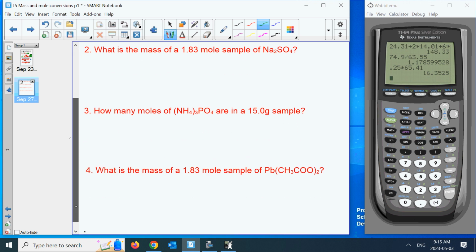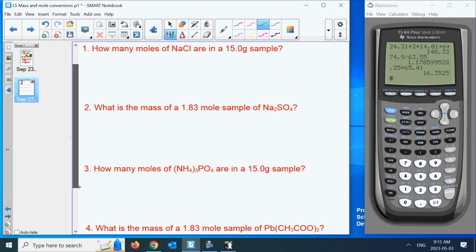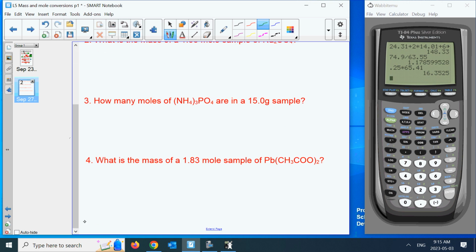Moles. What's the mass? Just randomly, I see like 2. 1, 2, 3, or 4. Which one looks the most different? Tell me, we'll do it. Ready? Okay.